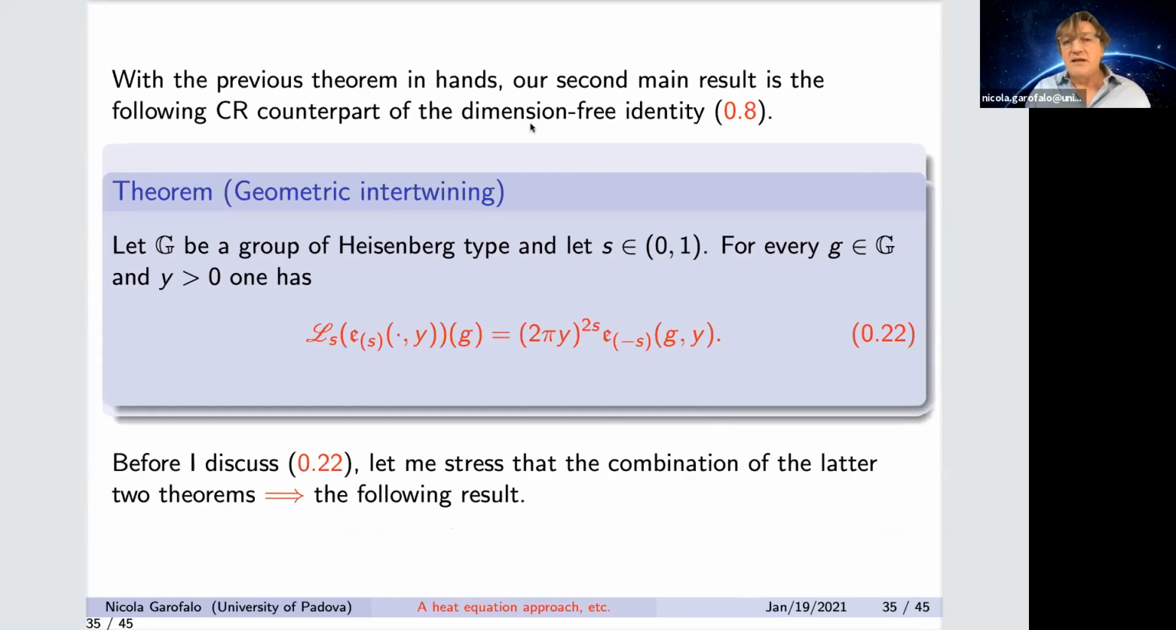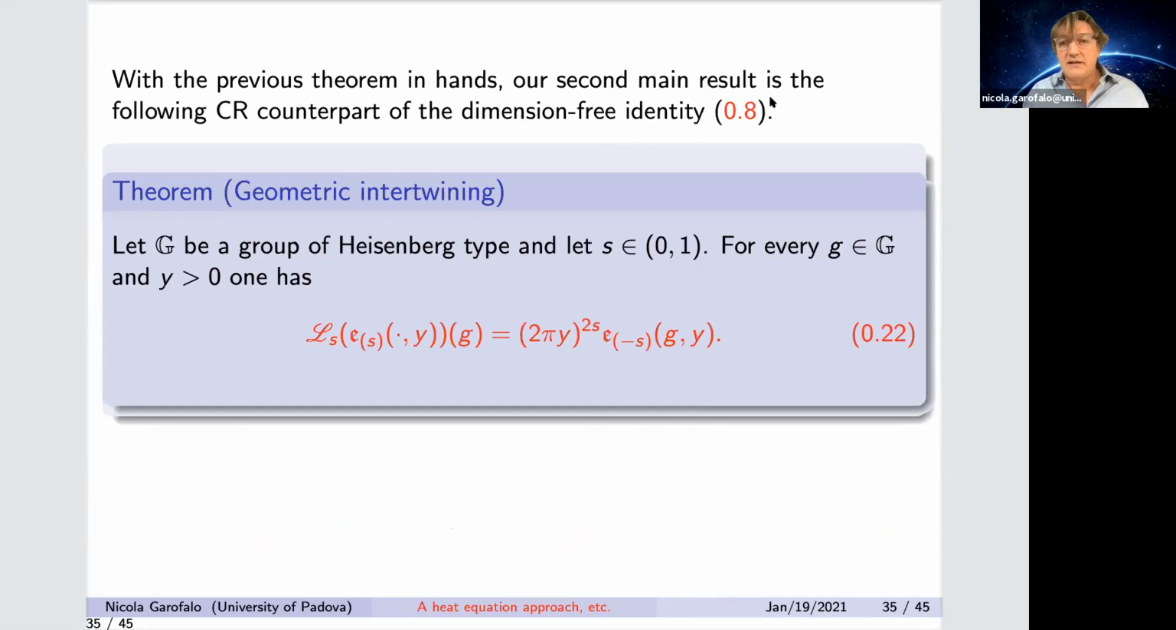With the previous theorem in hand, I can now state the second main result. The second main result is that L^s of this function is equal to this. So you see a complete analogue of what happens for the Laplacian, except that now I'm using this monster operator here.